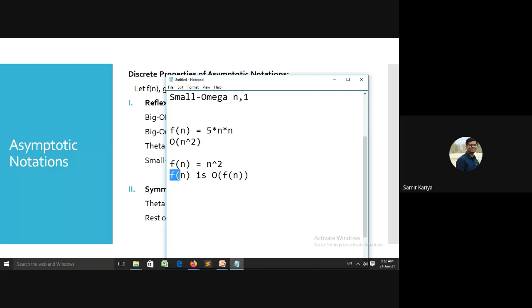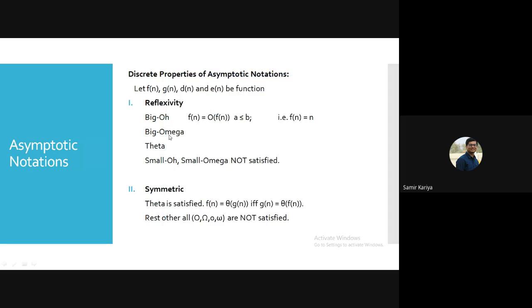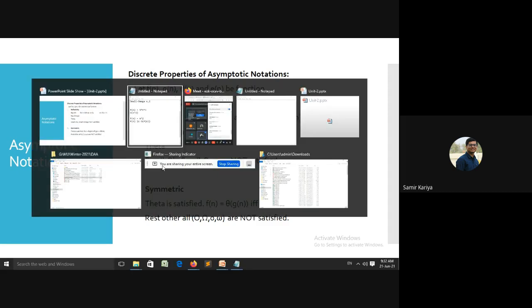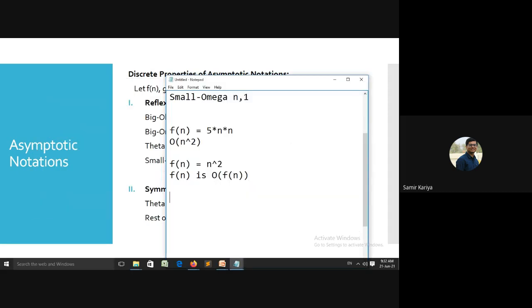Because both sides are n square, we can write equal to for these three: big O, big omega and theta. So that's the reflexive property for big O, big omega and theta. But we cannot write this one. Let's see another example for that one.